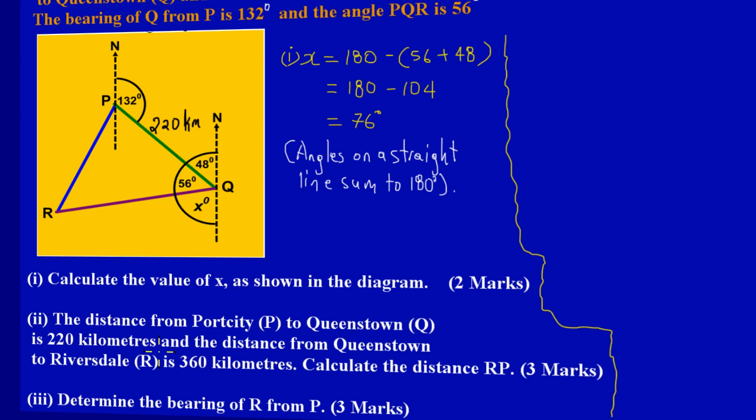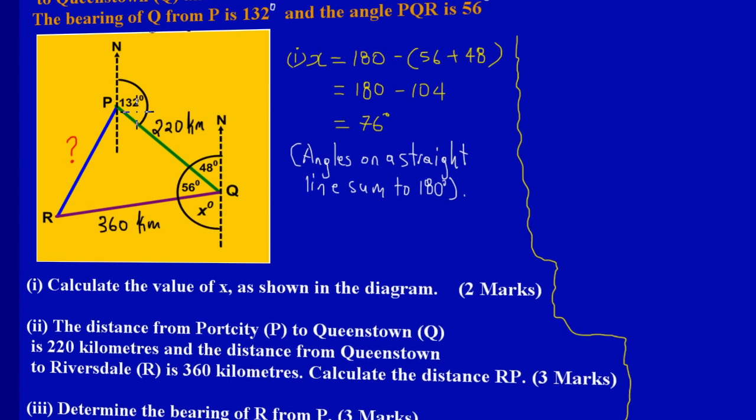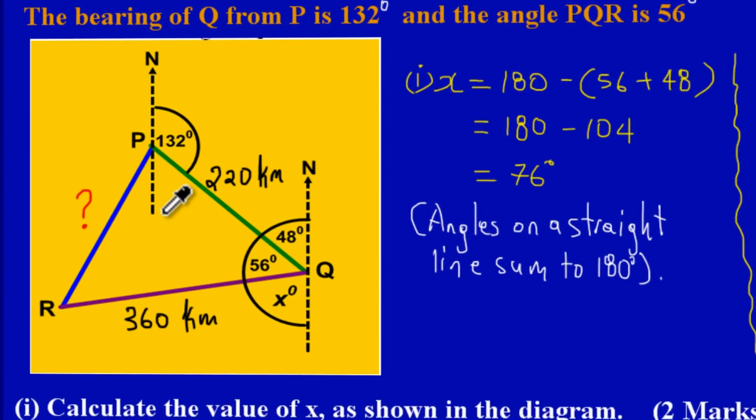Now they're stating again that the distance from Queenstown to Riversdale is 360 kilometers. So from Queenstown to Riversdale R, the line segment QR, I would have 360 kilometers there also. Now they're asking us to calculate the distance RP, and that's another easy 3 marks. So we're asked to calculate this distance that I've put a question mark, the distance R to P.